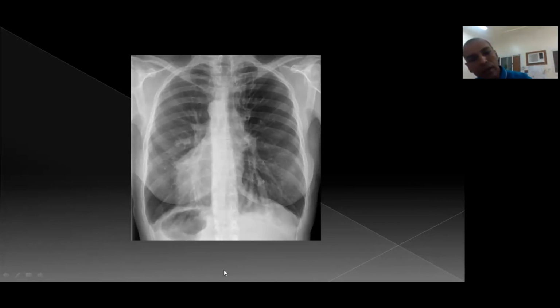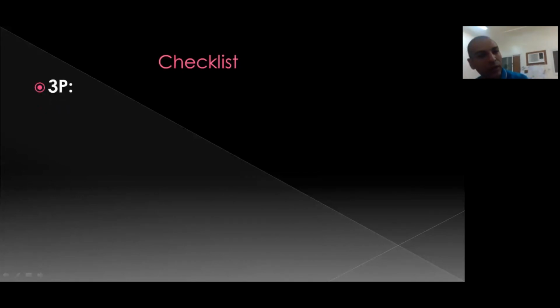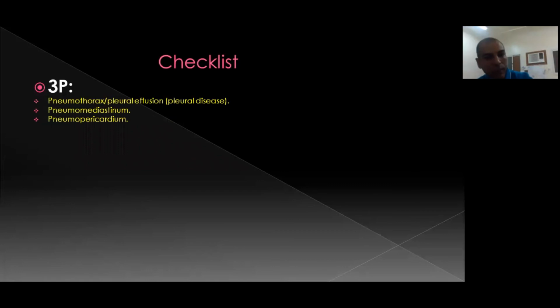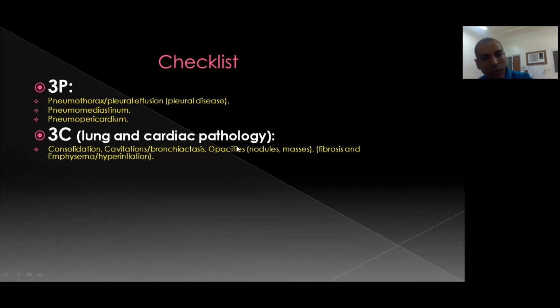I think now we are finished. We finished our lecture. Let us revise our checklist. We have 3B: pneumothorax with the pleural diseases, pleural effusion, pneumomediastinum, pneumopericardium. 3C for lung and cardiac pathology: consolidation, cavitations, opacities including nodules and masses, fibrosis and emphysema. So the first C is consolidation, the second C collapse, the third C cardiac shadow, and you should look at the lung fields to see if there is any pulmonary edema or not.